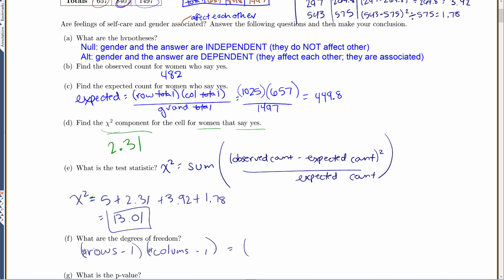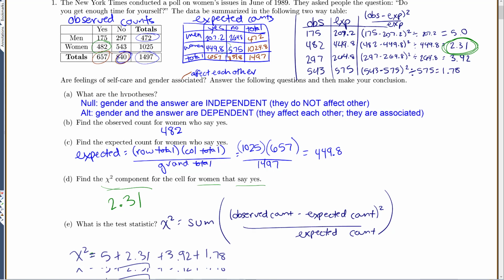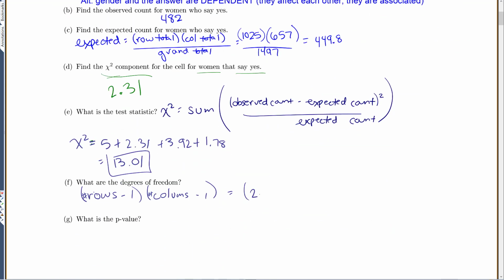So in our case, how many rows? Remember, don't count your totals. We have 2 rows and 2 columns. So it'll be 2 minus 1 times 2 minus 1 for the columns, which gives you 1 times 1, or 1. Okay. What is the p-value?